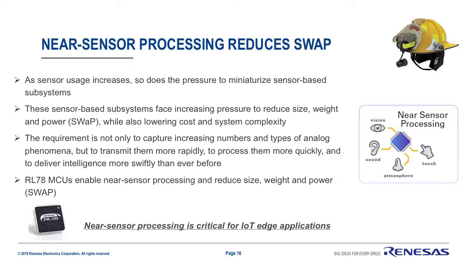What is SWaP? SWaP is size, weight, and power. Reducing size, weight, and power leads to lower costs and simpler system complexity in a near sensor design. Near sensor processing designs are seeing increasing requirements to capture more data and more complex types of analog phenomena, to process that data quickly and deliver it more swiftly than ever before. RL78 MCUs enable near sensor processing and reduce SWaP.